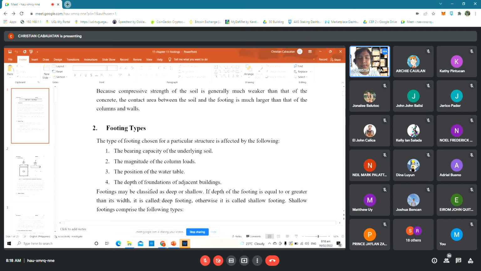Otherwise, it should be a shallow footing. If the depth of your footing is less than or equal to the width, then it could be a shallow footing.